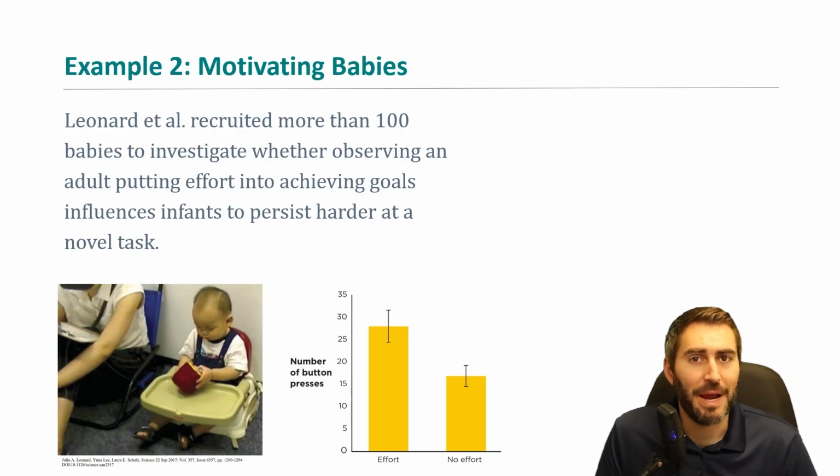The researchers measured how many times the babies pressed the button before giving up. As you can see in the chart, the babies who watched the adult put in effort pressed the button around 28 times compared to only about 17 times for the babies in the no effort group. So just watching an adult persist actually made the babies try harder themselves.